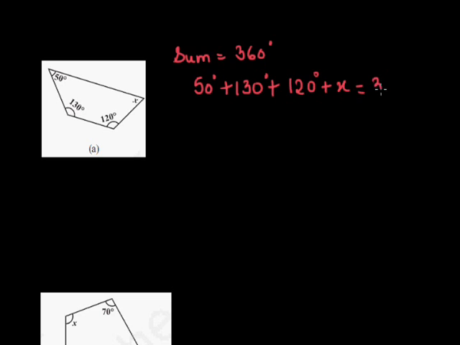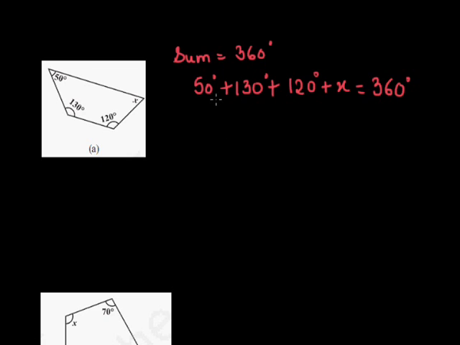The first figure: three angles of this quadrilateral are given, 50 degrees, 130 and 120, and the remaining angle x is to be found out. We know that the sum of all the angles is equal to 360 degrees. So 50 degrees plus 130 degrees plus 120 degrees plus x is equal to 360 degrees. That is, the sum of all the angles of the quadrilateral is equal to 360 degrees.